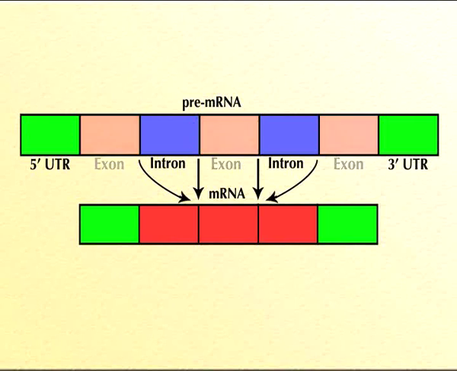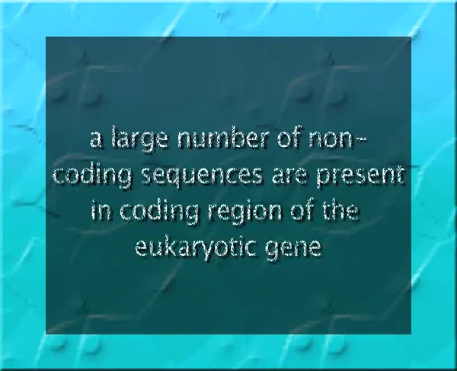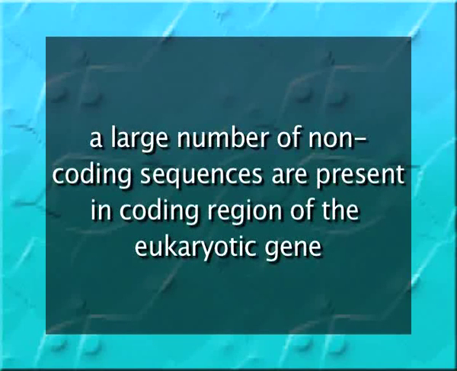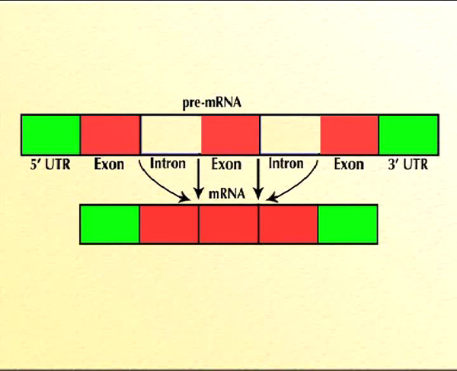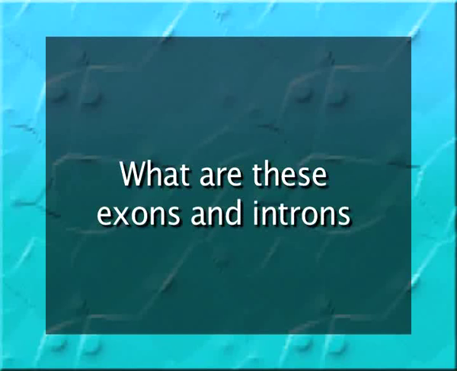Eukaryotic genes are much more complex as compared to prokaryotic genes. Accompanying the exons, a large number of non-coding sequences are present in the coding region of the eukaryotic gene. These non-coding segments are known as introns and do not code for any polypeptide. Now the question arises, what are these exons and introns?